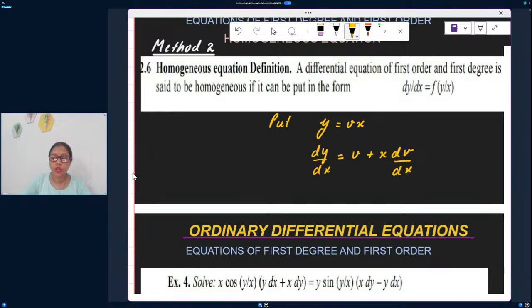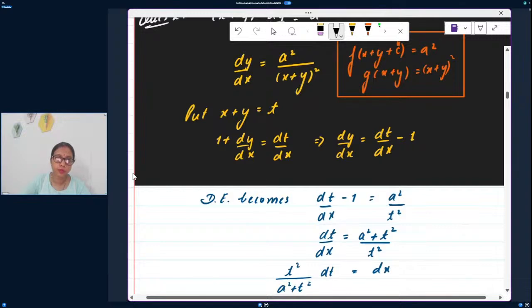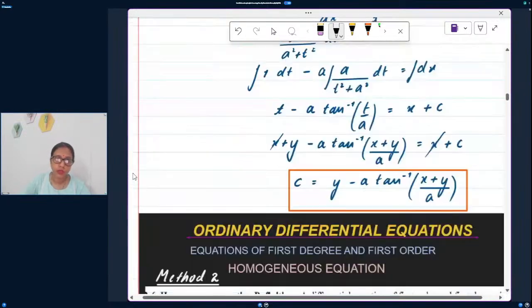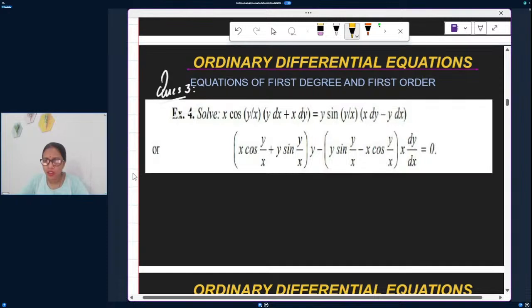Let's see first of all how you will check whether it's homogeneous or not. This is question number 3. Solve this. It's already written in this form, but no. Everywhere, whenever I see x, it should be in the denominator with y. Everywhere we should have an expression of y by x. This x and this y alone is not allowed. So let's see whether we can write that or not.